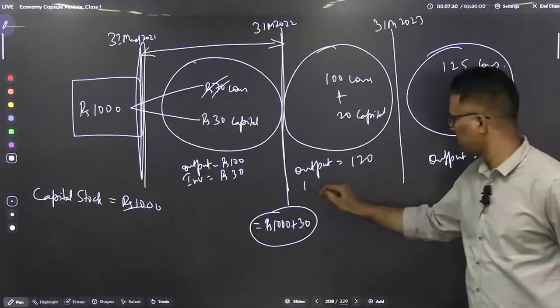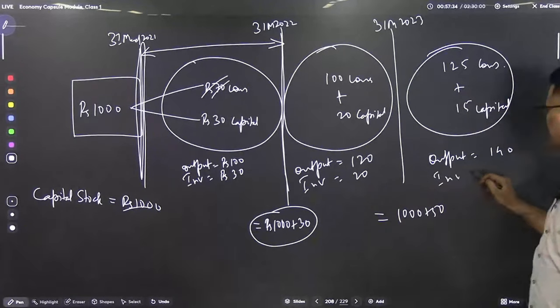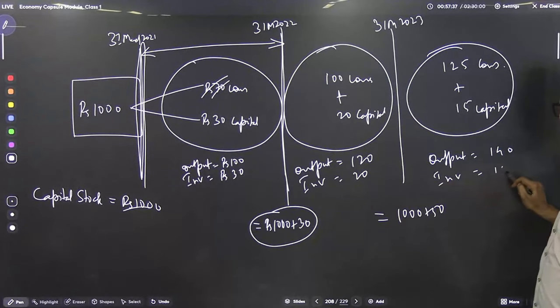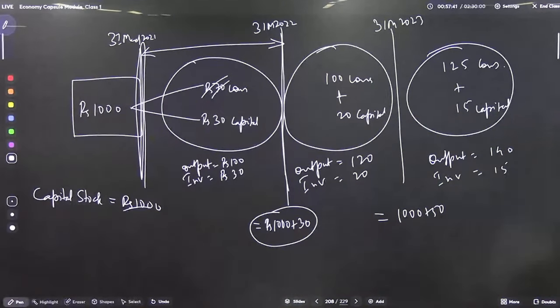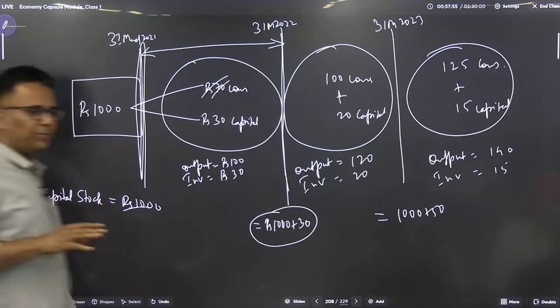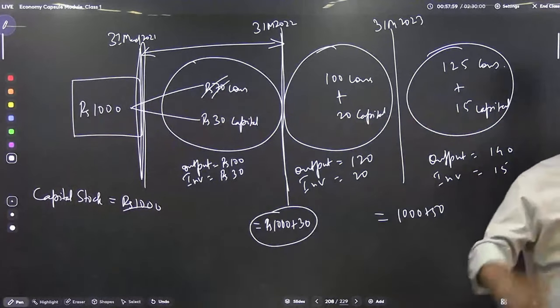Consumption. Investment every year is declining, but output every year is increasing. So this is a statement that if investment declines, output will increase. It's true.